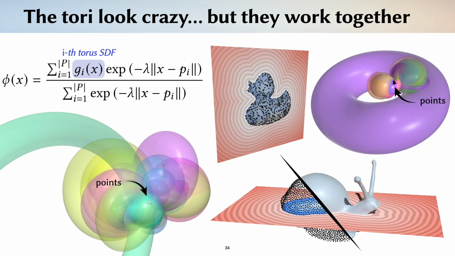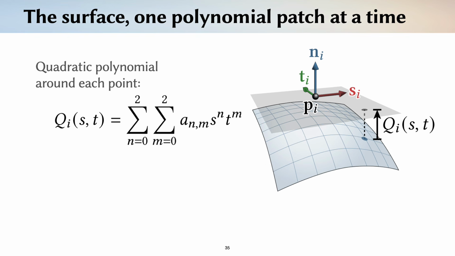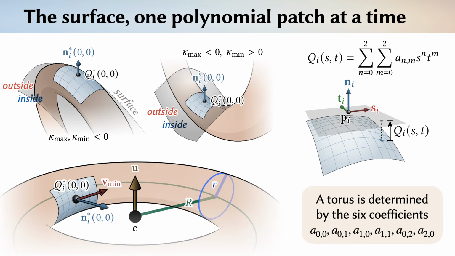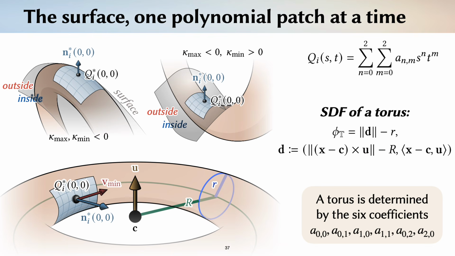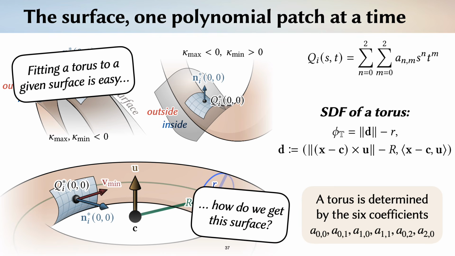The tori just need to match the underlying surface within a small neighborhood, and the idea is pretty straightforward. Around each point, we assume the true surface can be expressed as a quadratic polynomial. 6 coefficients are enough to determine an osculating torus, whose sign is determined by the signs of the principal curvatures. The SDF of each torus then has a simple expression. In short, fitting a torus to a given surface is easy. The hard part is getting the surface in the first place.